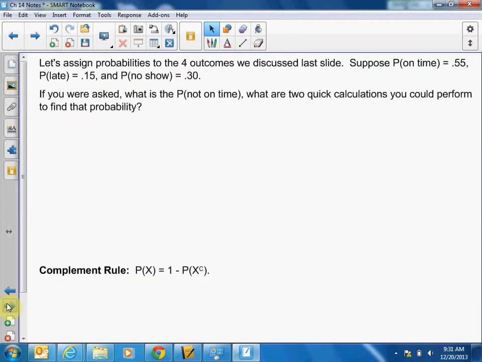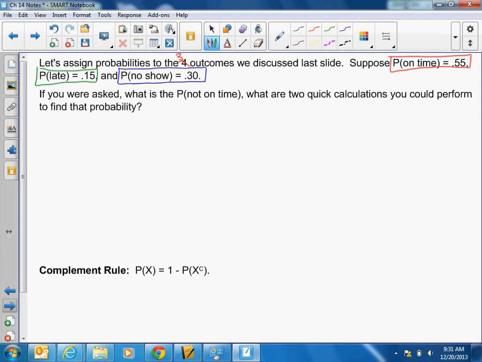Okay, moving on. Let's assign probabilities to the three outcomes we discussed last slide. Okay, so this is basically doing what I just did. Suppose the probability that I'm on time is 0.55. Suppose the probability that I am late is 0.15, so a lot lower than I first gave you. And suppose the probability that I am a no-show is 0.30.